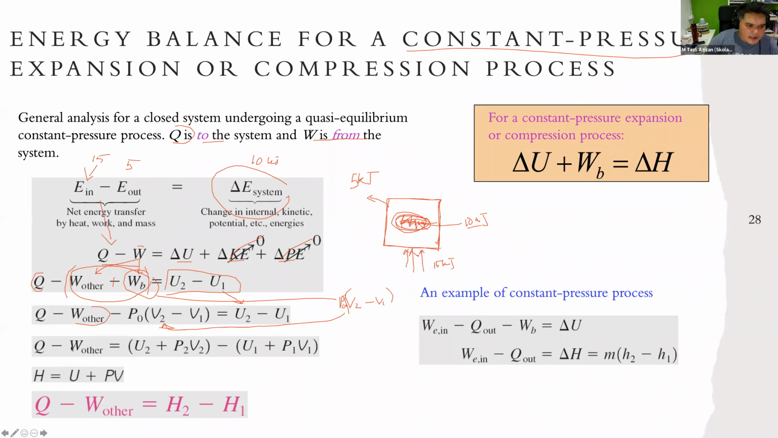So Q minus W other, work by other work, is equals to U2 plus P2 V2 minus U1 plus P1 V1. Ni kalau kita rearrange back the equation, and we should know that enthalpy is equals to U plus PV. Okay, so when we further rearrange back this equation, then you'll be able to get Q minus work others is equals to enthalpy change of the state, H2 minus H1. Okay, H2 minus H1.